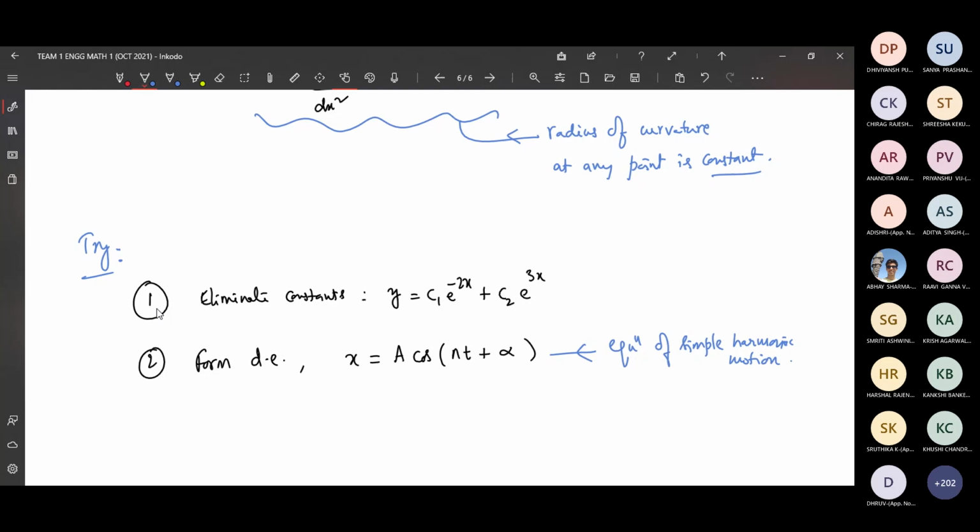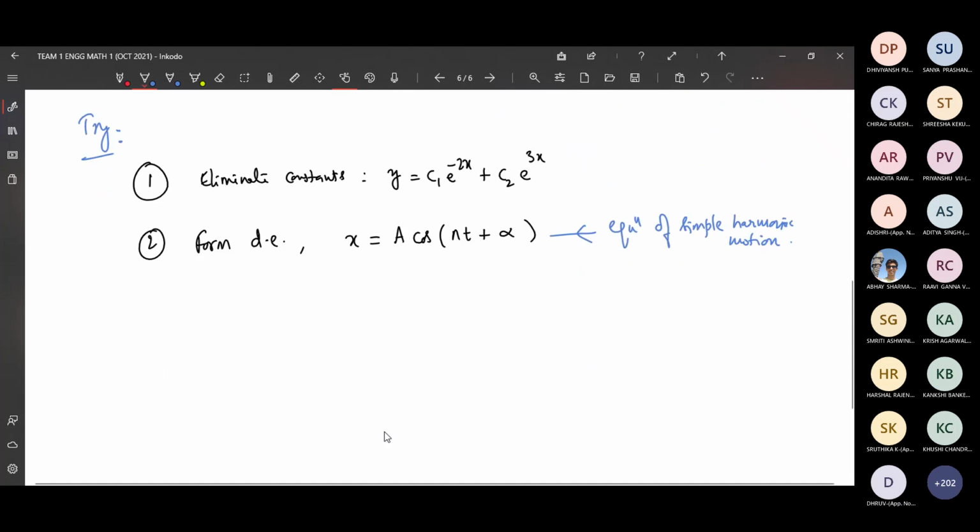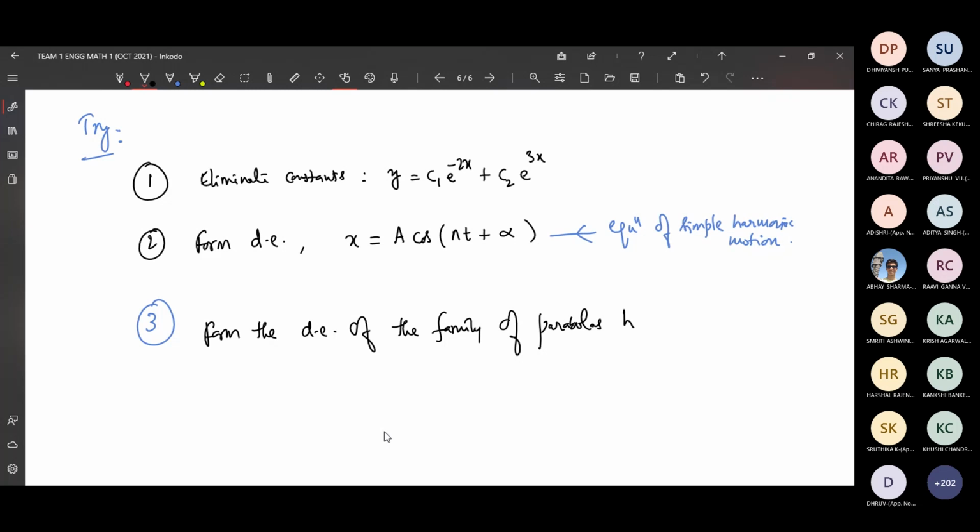One more question. Form the differential equation of the family of parabolas having their vertices at origin and their foci on x-axis.